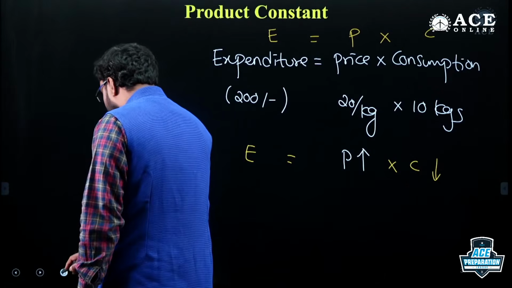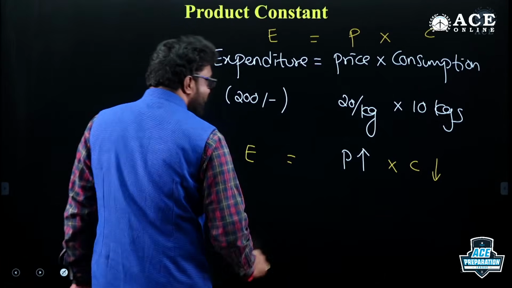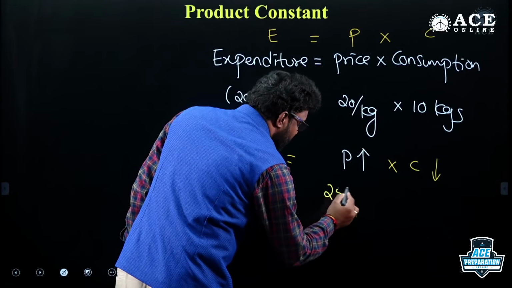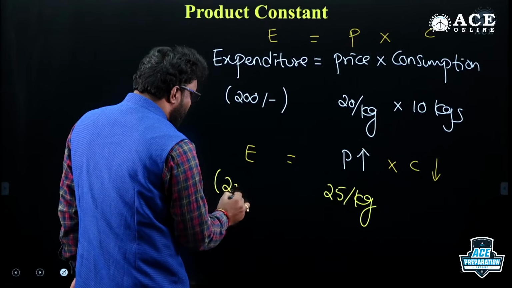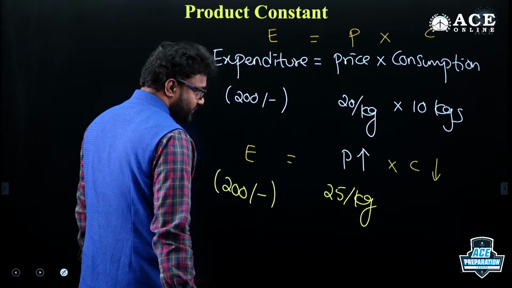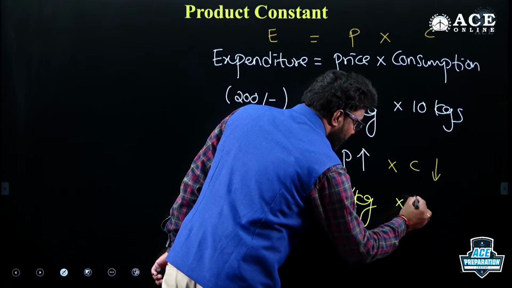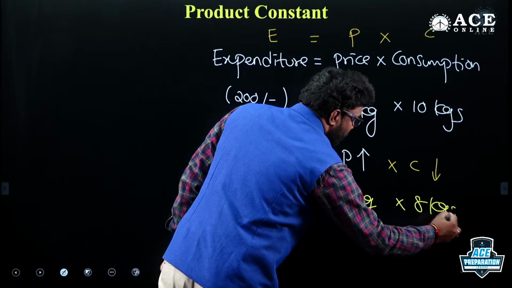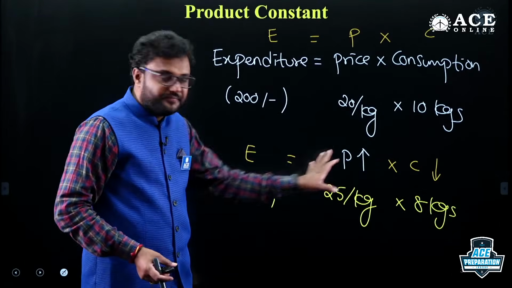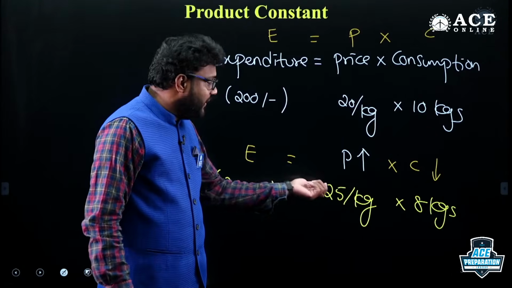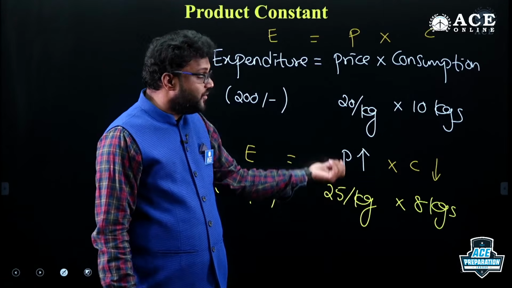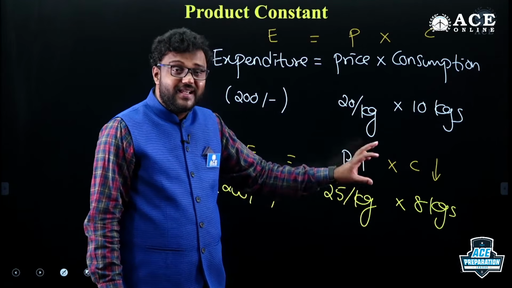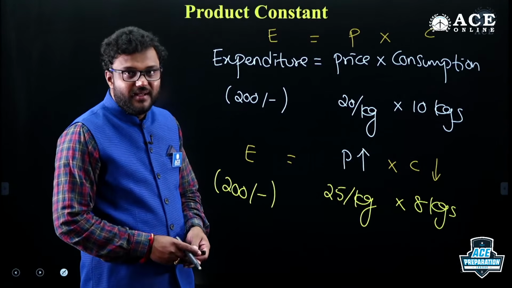In terms of value, what I mean to say, if onions is now 25 per kg, you have same 200 rupees budget only for this month. Now how many kgs you are getting? 8 kgs. This is what? To maintain this product as constant, when one increase, others should decrease. If price decrease, consumption should increase.